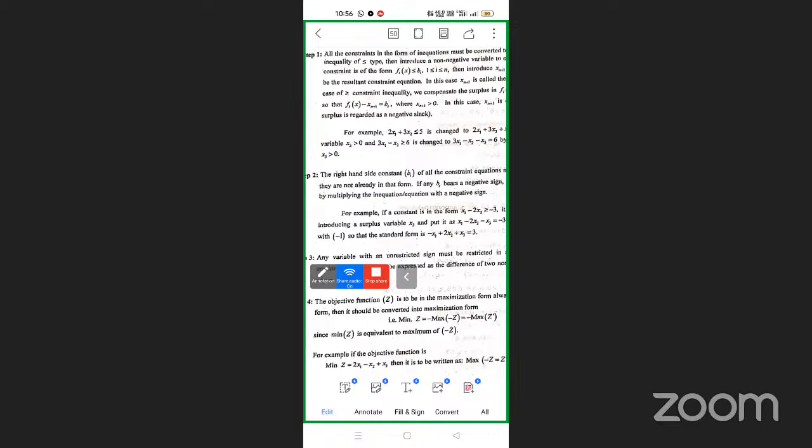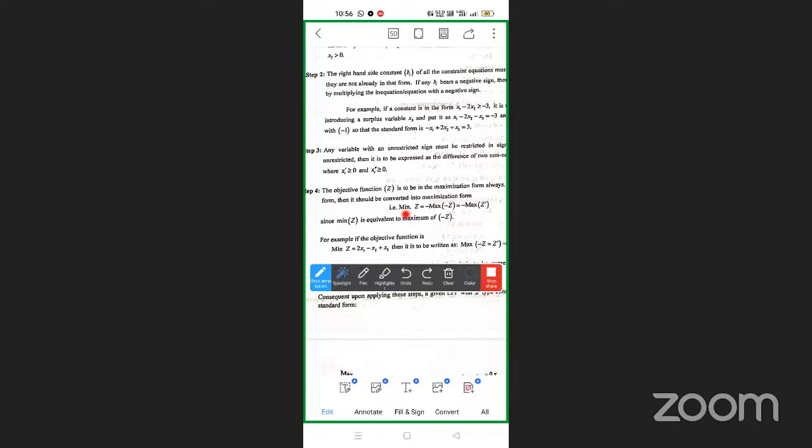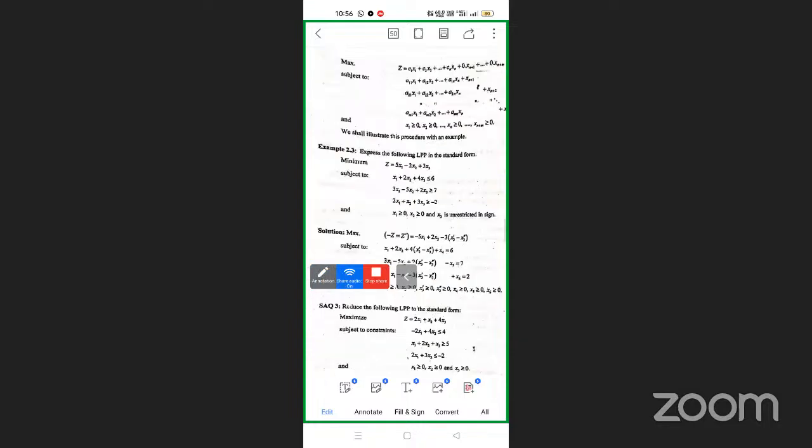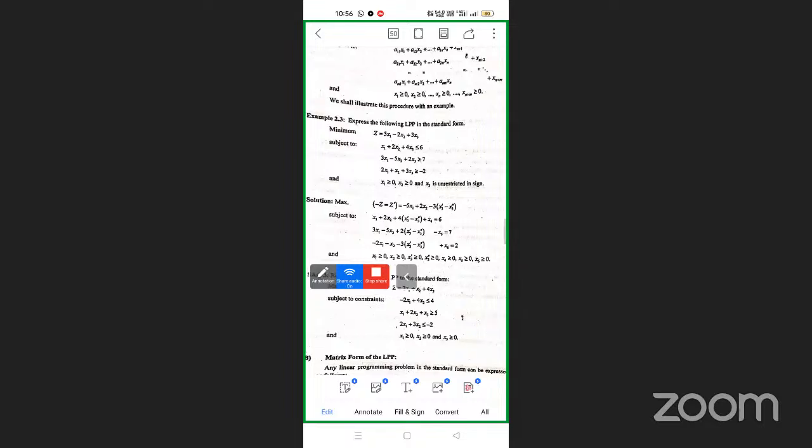So these are the steps on how to convert minimization to maximization. So next, express the following. Example: express the following LPP, linear programming problem, in standard form. So, minimization of the objective function and all are inequalities.